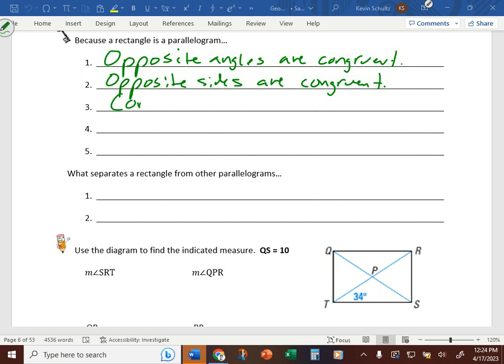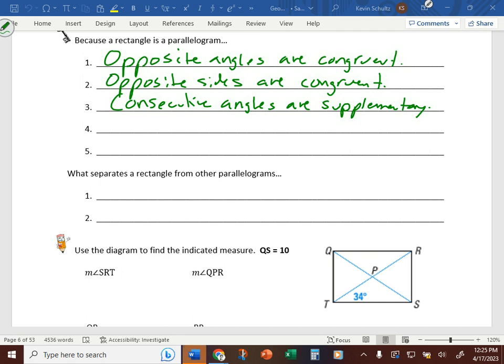Consecutive angles are supplementary. Yes. That's a big word. Consecutive angles are supplementary. Okay, a couple vocab words there. Consecutive means angles that are next to each other as you go around the shape. That's not opposite. Next to, like for example, this angle here, angle Q, and this angle here, angle T, would be consecutive angles. Right? They're next to each other in the figure. And then supplementary means they sum to 180 degrees. A couple vocab words that are coming back here.